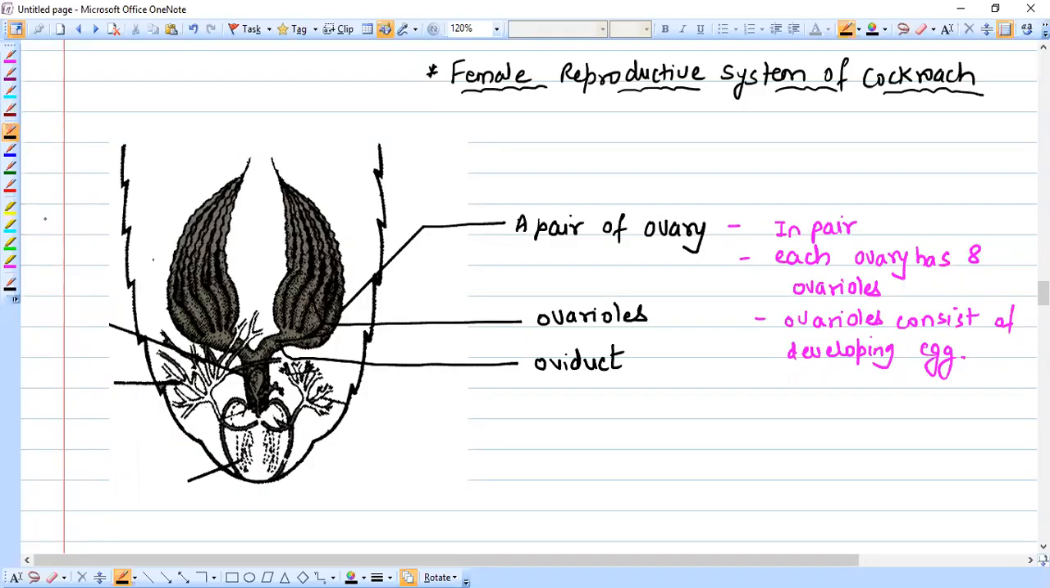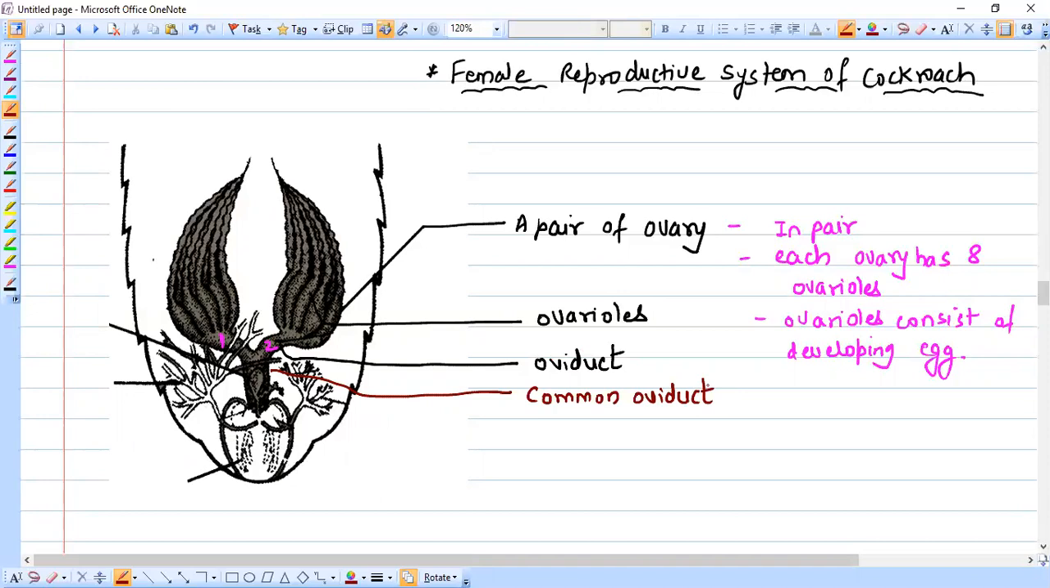So we have 2 oviducts here. This is the one oviduct, this is the second one. So there are 2 oviducts, right and left oviduct. Both the oviducts are going to come and meet in this area. This area is called the common oviduct. Both are going to meet at a common place that we call the common oviduct.